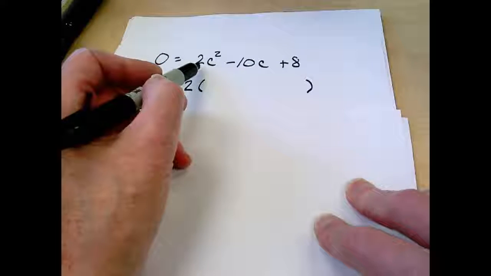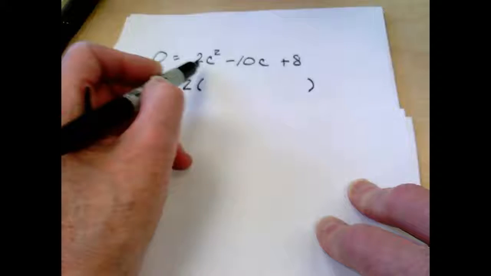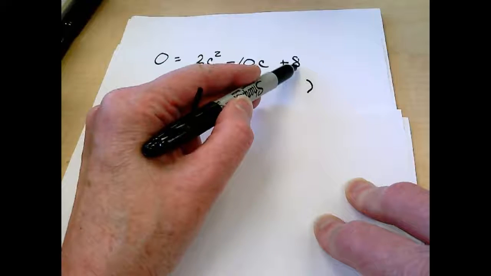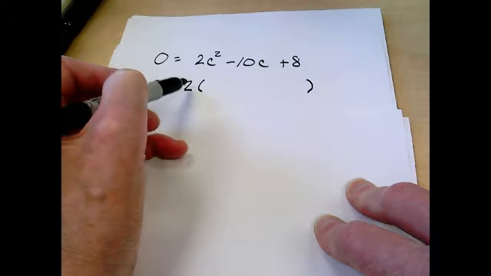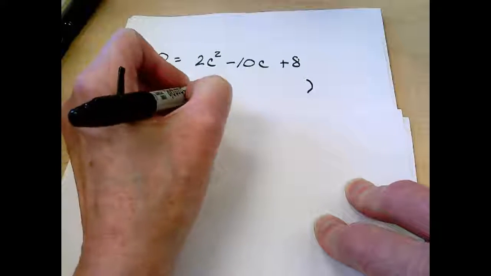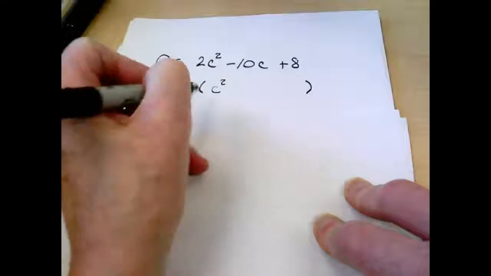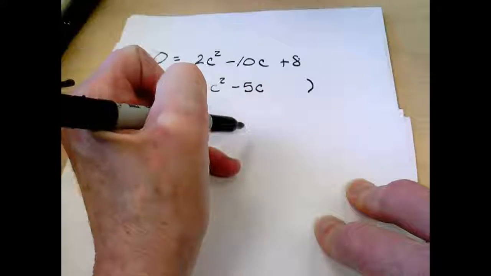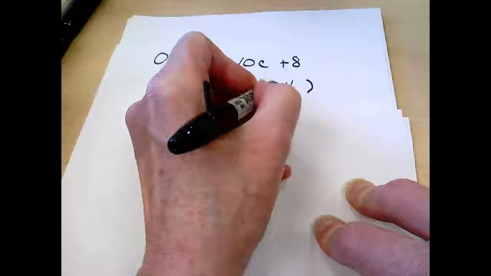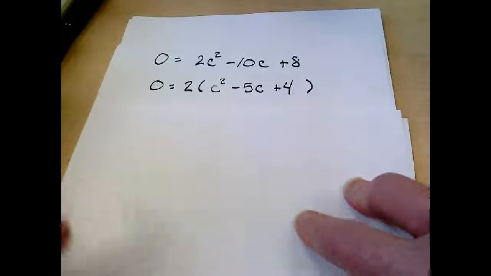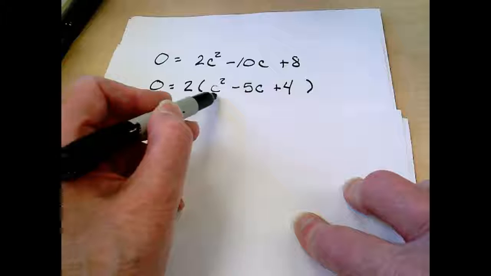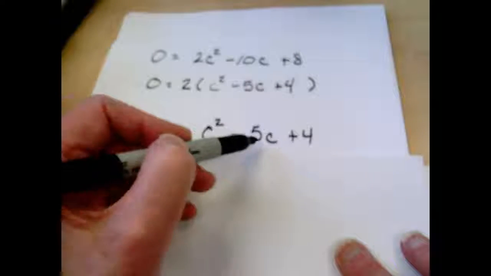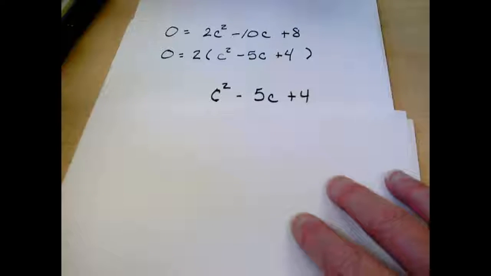So as I look across to start solving my trinomial, 10 is divisible by 2, and so is 8. So I can factor out the 2. So 2 times c squared gives me the 2c squared. 2 times a negative 5c gives me negative 10c. 2 times positive 4 gives me 8. And then I can worry about just factoring out my trinomial of c squared minus 5c plus 4.